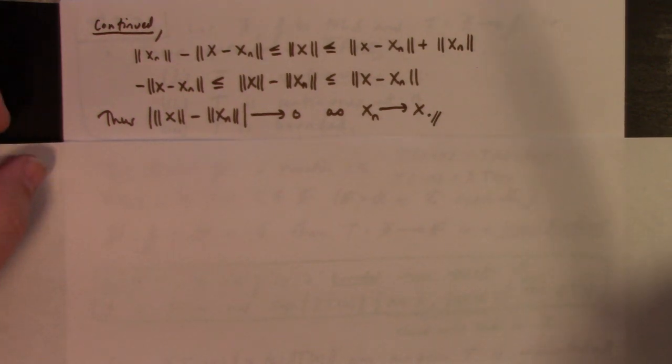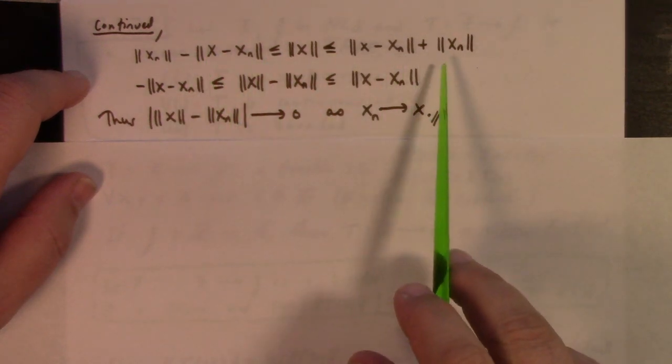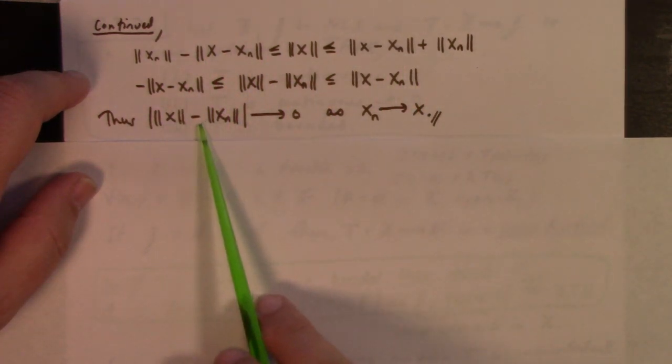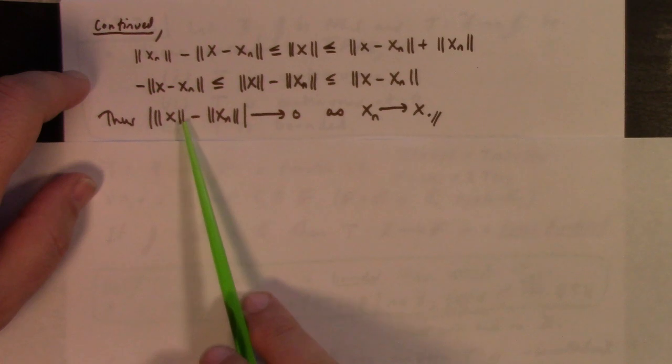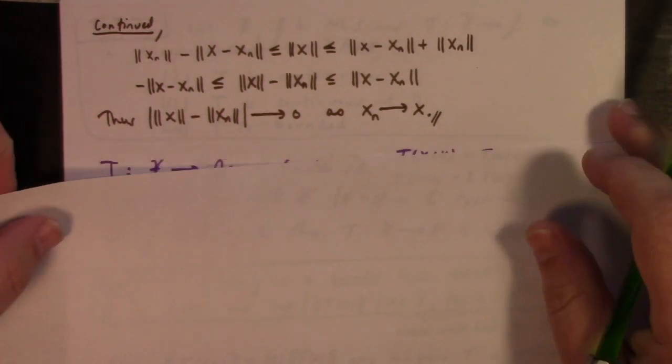Finally, this inequality here is what's needed to show that the assignment of x to the norm of x is itself a continuous function.